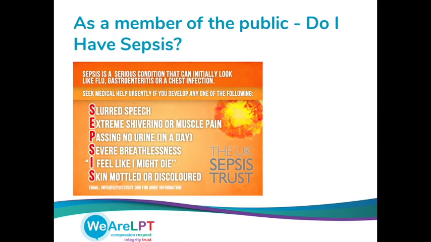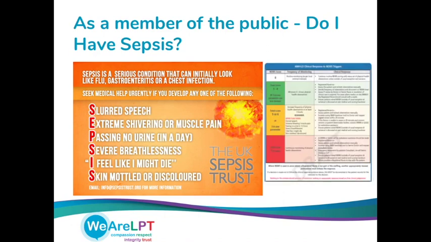This is a screenshot of the public information that is shared out for the general public. These are the parameters that are shown on your NEWS RAG system, the red, amber, green system on the back of your NEWS trigger scores, demonstrating the aspects of red flag sepsis.